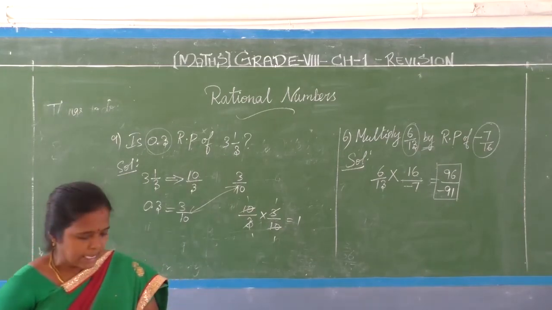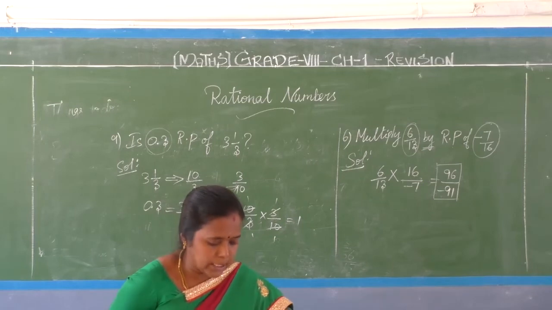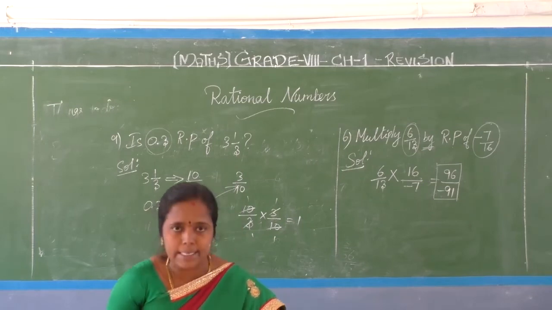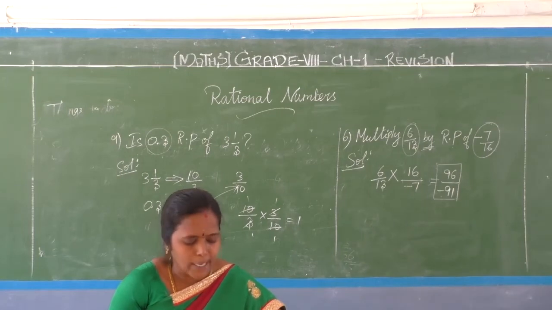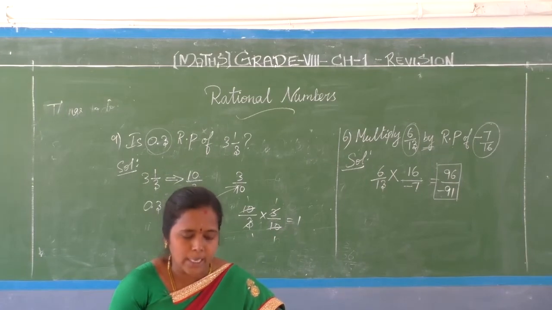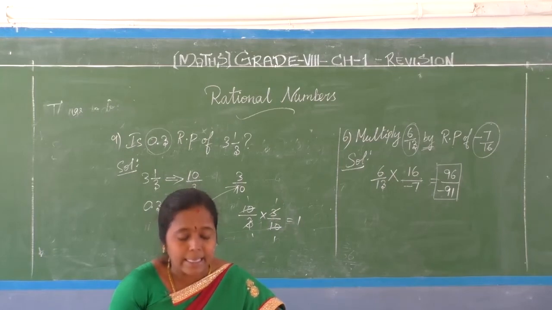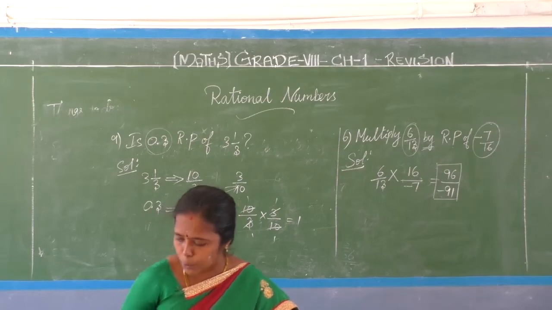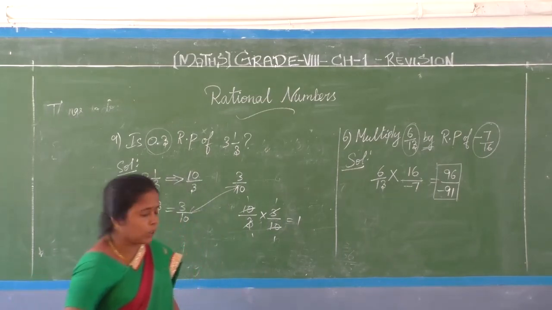Clear? See, exercise 1.1 sums fully covered. Then a few more sections are given, 1 mark level. Fill in the blanks. 0 has dash reciprocal. What reciprocal? Just now I taught 0 has no reciprocal. The numbers dash and dash are their own reciprocals. What question they asked? The numbers dash and dash are their own reciprocals. Which numbers are their own reciprocals?